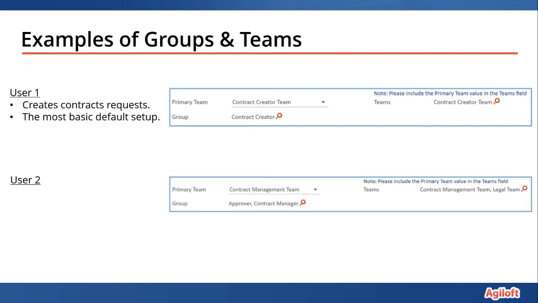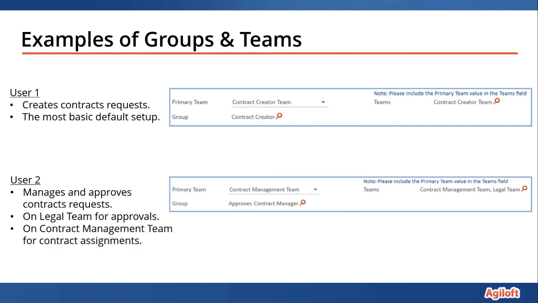The second user is a contract manager and an approver. As you can see, they are in the contract manager group and the approver group. They can edit contracts other people created and can approve contract records. Their primary team is the contract management team, which means that they get the default homepage for contract managers. They are in the legal team, which means that the validation role in the approvals table will allow them to approve records assigned to legal. They are on the contract management team, so contracts can be directly assigned to them.